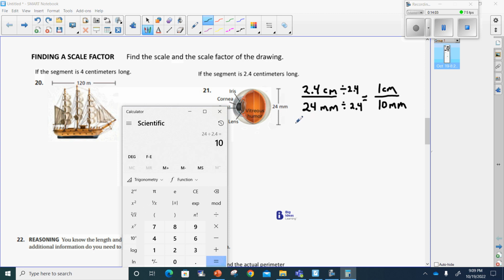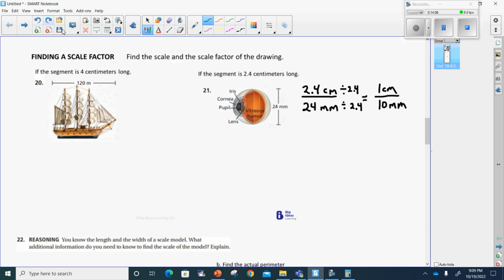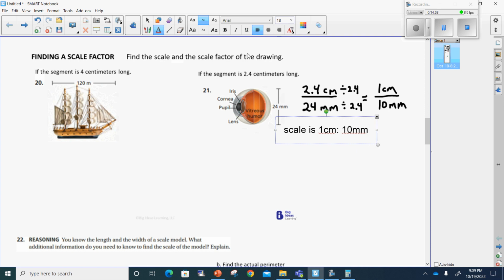let's see, the scale. I'm just going to type this out. The scale is 1 centimeter to 10 millimeters. Okay. And now the scale factor, well, we want to make sure that we're putting this to centimeters. I do happen to know that right now I got 1 centimeter equals 10 millimeters.